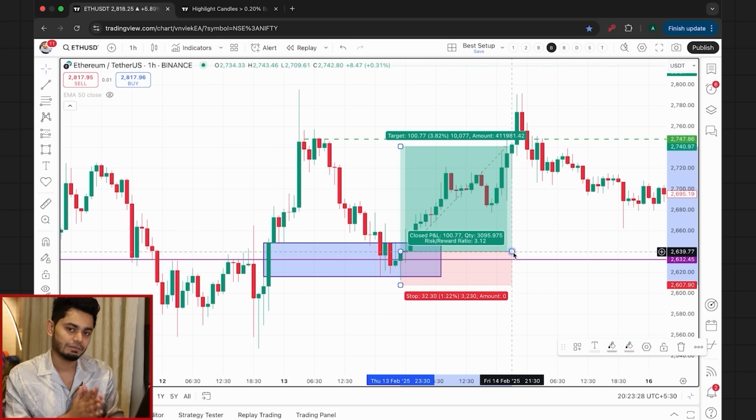All right, now I will show you more examples of the fair value gap, two or three more. Then I will show examples of the inverse value gap.